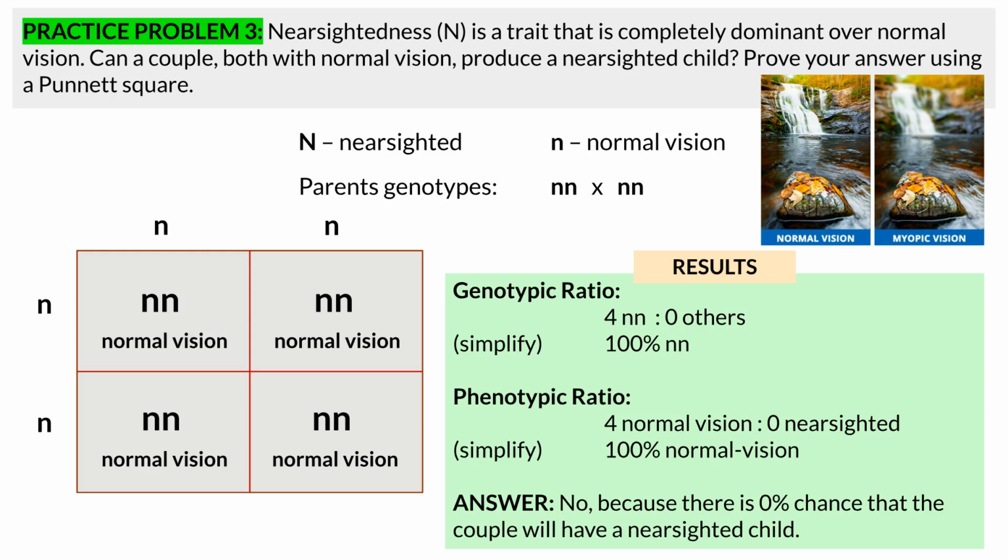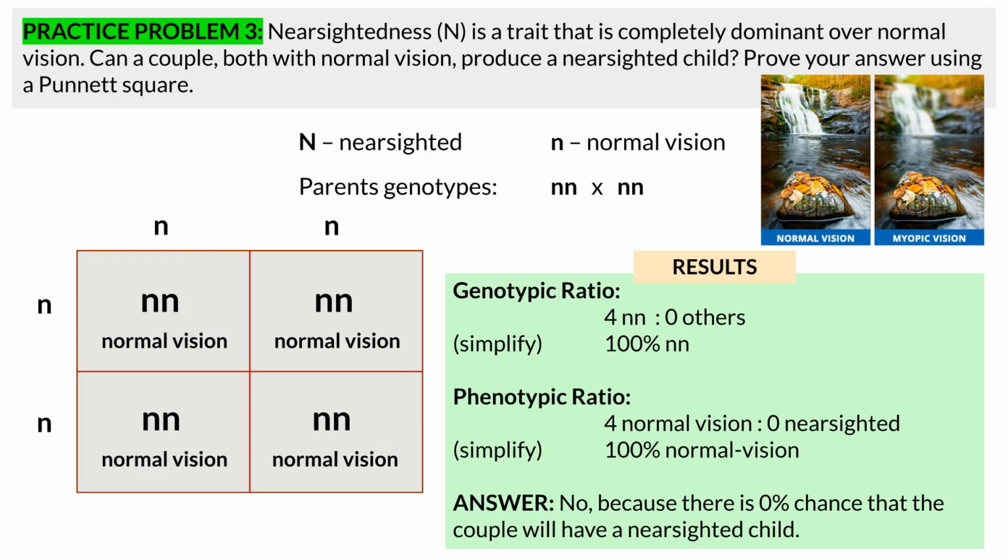Step 2. Identify the parents and their genotypes. Both parents have normal eyesight. Since normal eyesight is recessive, each parent must have two recessive alleles. Step 3. Determine the possible gametes. Each parent can produce only one type of gamete because both alleles are recessive. Step 4. Fill in the Punnett square. When the gametes combine, all possible offspring receive one recessive allele from each parent.